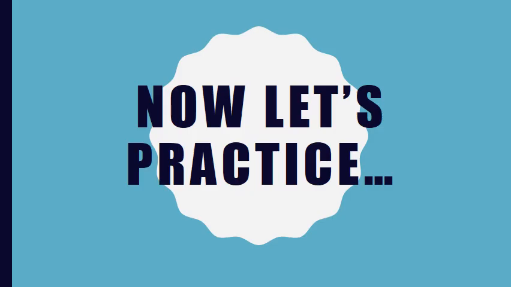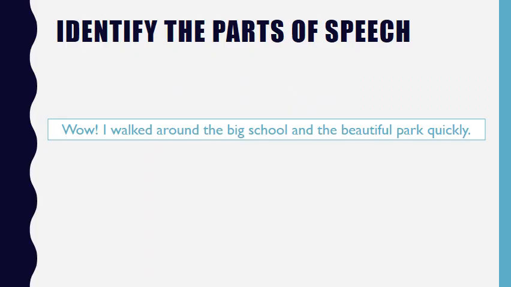Now we are going to practice identifying the parts of speech using one of my sentences. In this sentence, identify the nouns. In this sentence, the nouns are I, school, and park, where I is the person, while school and park are places. Identify the verbs in this sentence. The verb is walked because it is an action of what I did around the big school and the beautiful park.